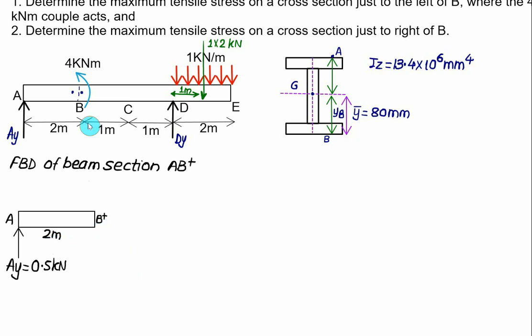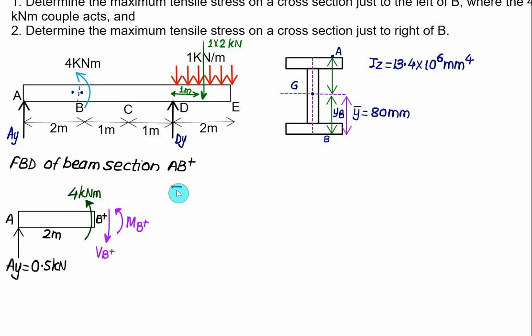Since we are on the right hand side, we'll show here one couple acting, and this couple is anti-clockwise, and the magnitude of the couple is 4 kilonewton meter. At point B plus, we'll show here one reaction, that is the shear force V_B positive. Positive means on the right hand side, and we'll show here one couple acting. We assume the couple is anti-clockwise, so we'll take this value as M_B positive. Now to find the value of M_B positive, we'll again use the equilibrium equation.